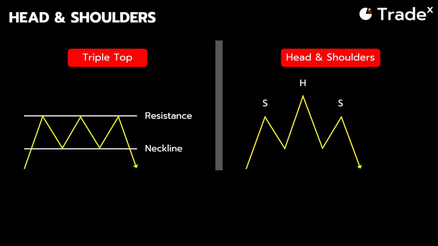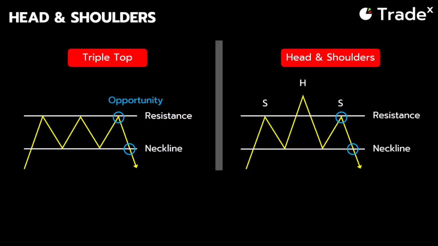The line connecting the shoulders is the resistance level, while the line at the troughs is the neckline. This pattern signals a weakening trend, where the price fails to make new highs and begins to reverse downward after forming the right shoulder. Traders can enter the trade after the price bounces from the resistance, similar to the approach used with the triple top pattern.